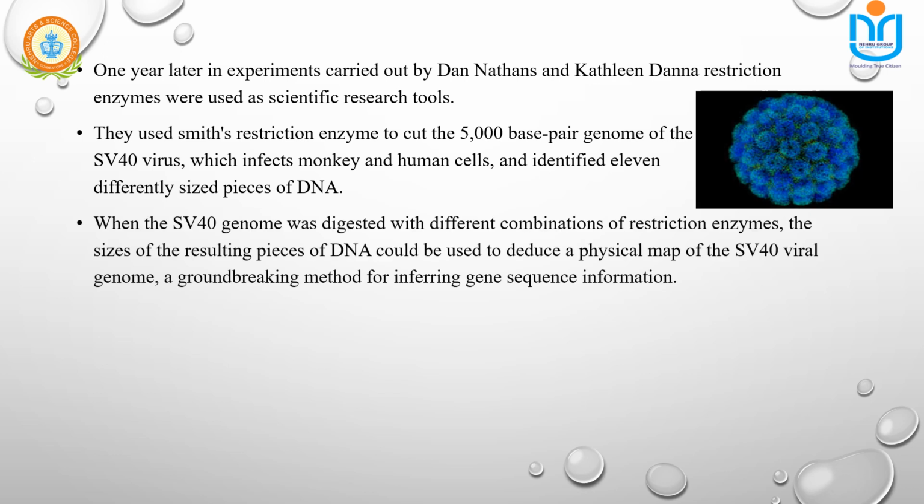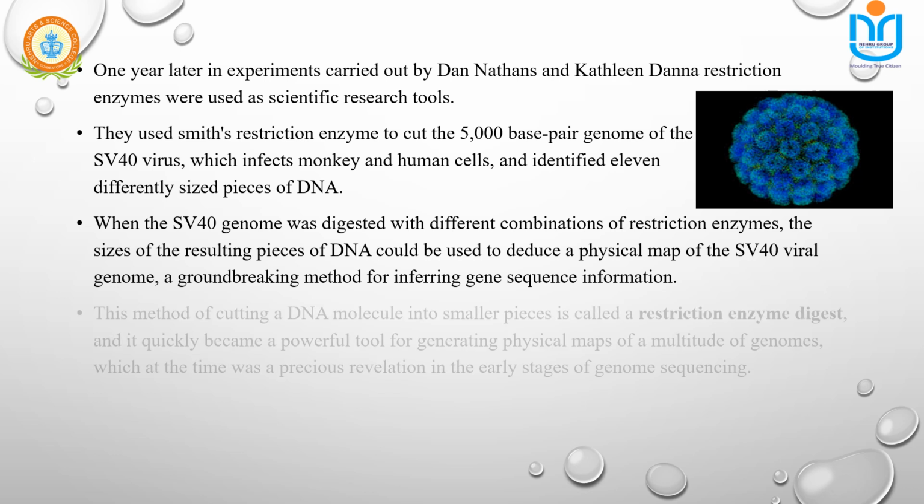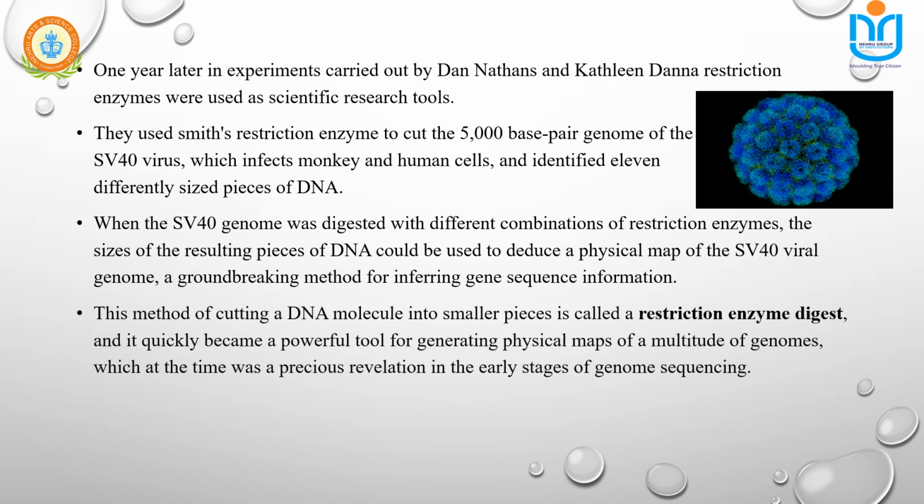When the SV40 genome was digested with different combinations of restriction enzymes, the sizes of the resulting pieces of DNA could be used to deduce a physical map of the SV40 viral genome, a groundbreaking method for inferring gene sequence information. This method of cutting a DNA molecule into smaller pieces is called a restriction enzyme digest, and it quickly became a powerful tool for generating physical maps of a multitude of genomes, which at the time was a precious revelation in the early stages of genome sequencing.